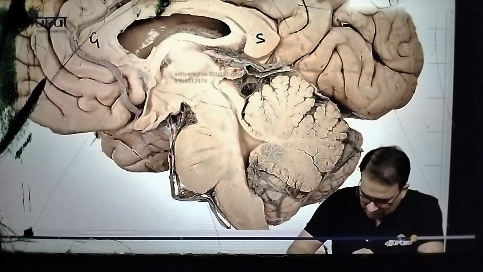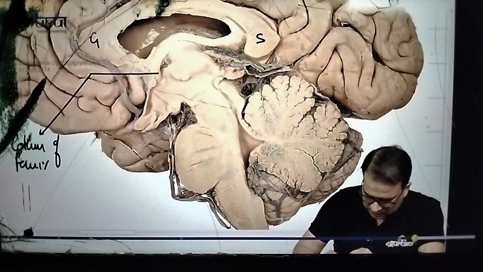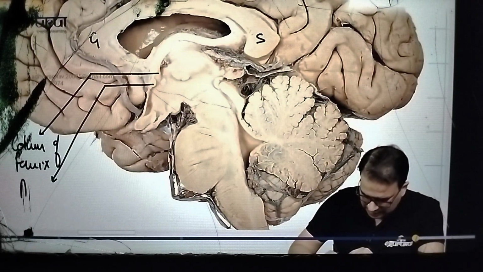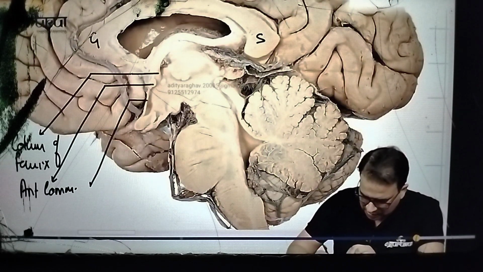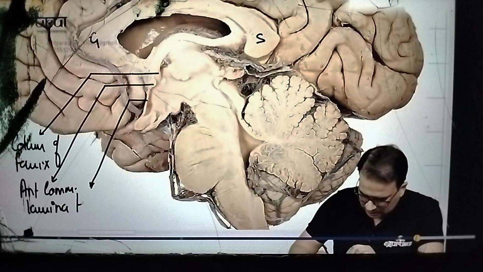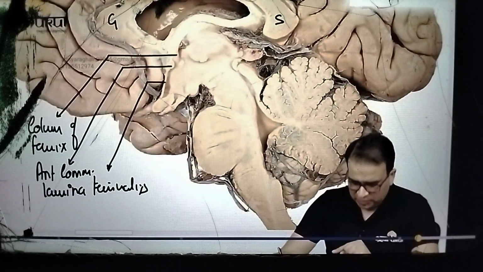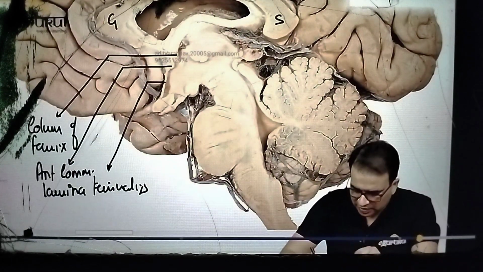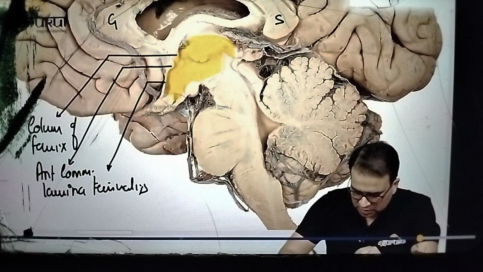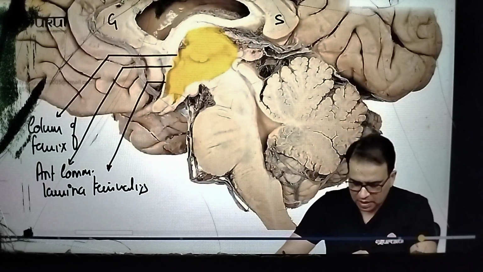Let me mark both for you. This here is the column of the fornix. That commissure is the anterior commissure. And just below the anterior commissure, this here is called the lamina terminalis. That is the lamina terminalis. Well, all these three structures, the column of the fornix, anterior commissure and lamina terminalis, are forming the boundary of the third ventricle. Where is the third ventricle here? That's the third ventricle. This picture is showing the third ventricle, and the anterior wall of the third ventricle is formed by three things: the column of the fornix, the anterior commissure and the lamina terminalis. I think we should not bother about the roof, that you already know.